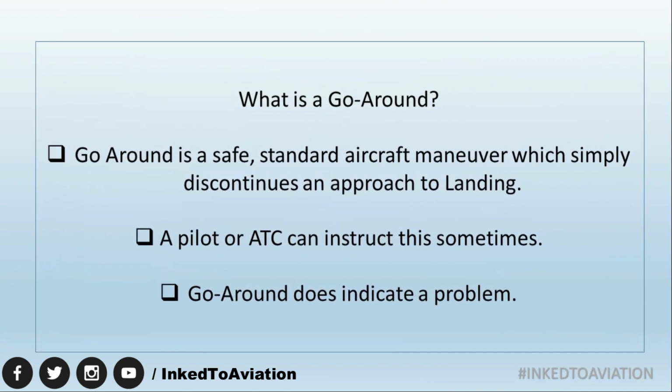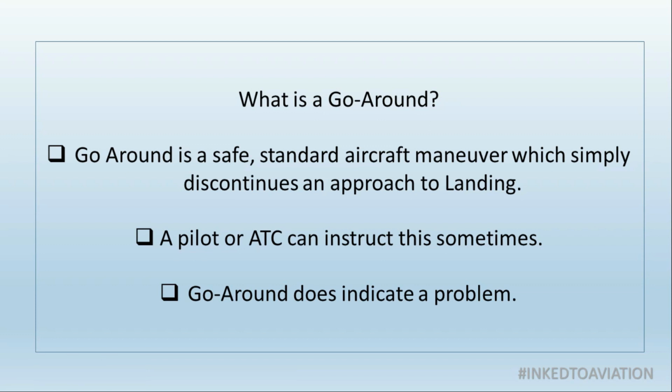So what is a go-around? By definition, a go-around is a safe and standard aircraft maneuver which simply discontinues an approach to a landing. So when an aircraft is in the approach phase, at any given point of time, if the pilots want to discontinue the landing, this procedure is called a go-around. It can be pilot initiated or it can also be instructed by ATC sometimes. And also, a go-around does not indicate any problem.